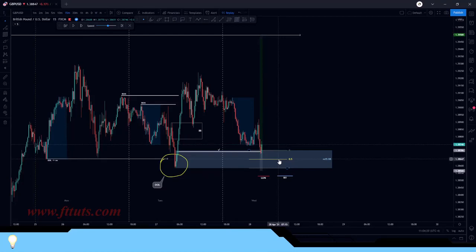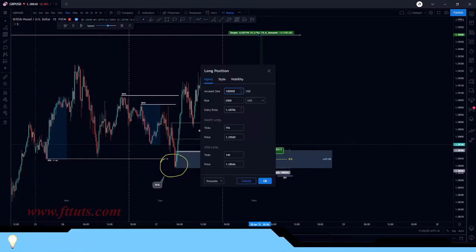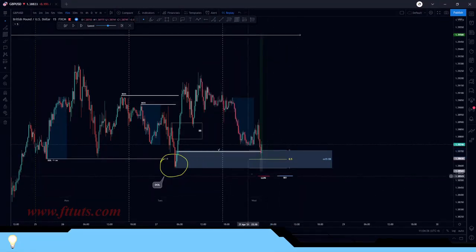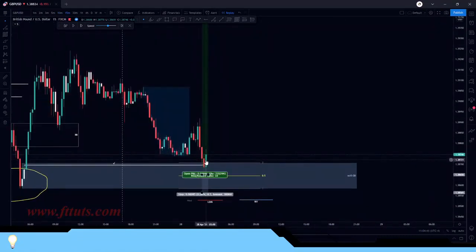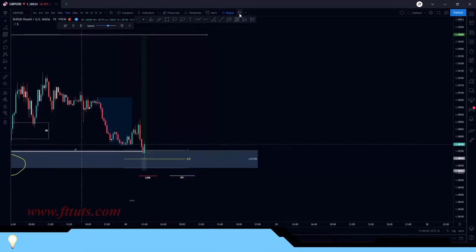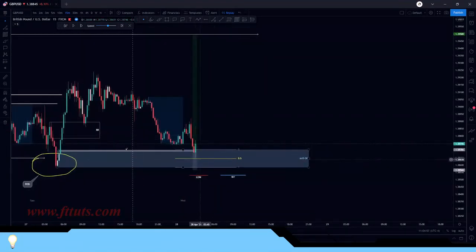We could have had an entry point at 138,650. Let's see if this would have triggered. So 650, the entry. Stop loss remains the same, 8.5 pips in this case. And from the looks of it, we zoom in and we look at the details of this candle here. The low was at 138,651. It would have missed our entry by just a pipette, okay? So let's go back to the original entry at the proximal point and not the equilibrium.